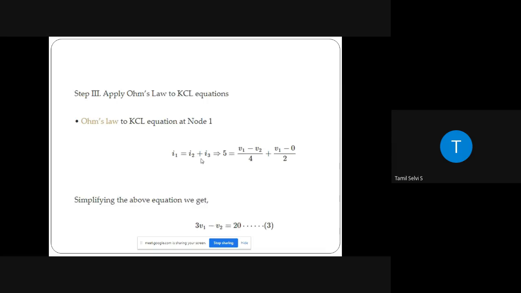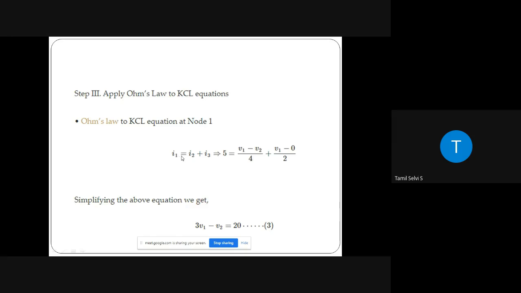Right. So next, after forming the equation based on KCL law, you just apply the Ohm's law into the KCL law. We know what Ohm's law is: V is equal to IR, right? And I is equal to V by R, right? So the equation of KCL at node 1 is I1 is equal to I2 plus I3, which we convert into V by R, that is I equal to V by R.